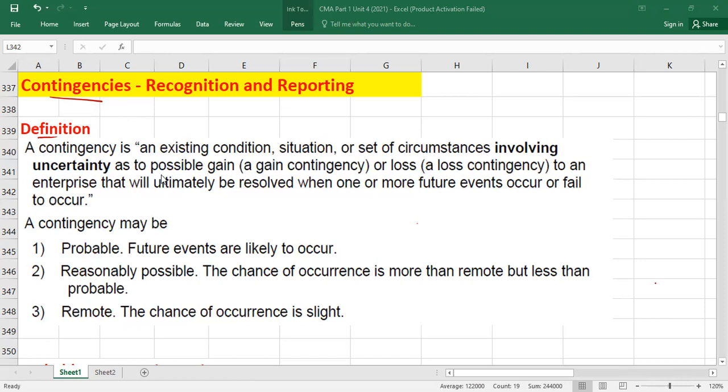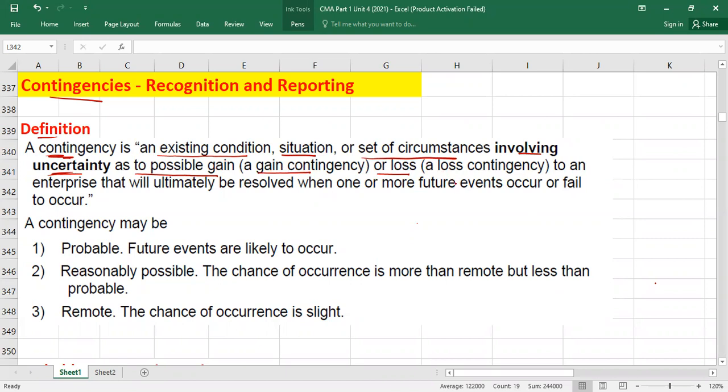So here we go now with the definition. Guys, there is a definition. A contingency is an existing condition, situation, or set of circumstances involving uncertainty, because we are uncertain. We don't know whether we have to pay or not, right? As to possible gain. As I told you, the party who will receive the compensation, for that party it is a gain contingency. Or a loss.